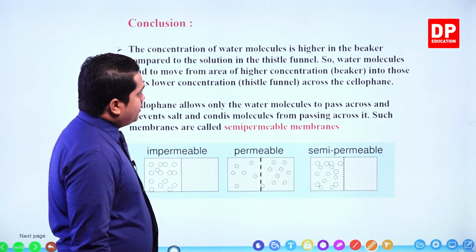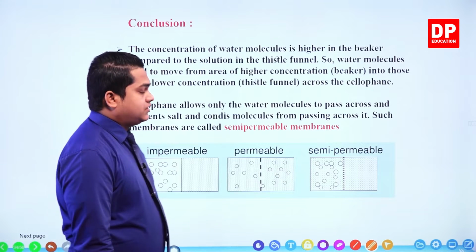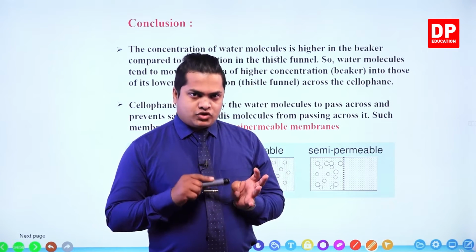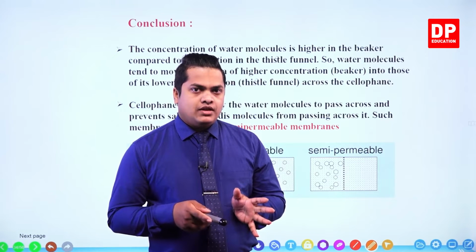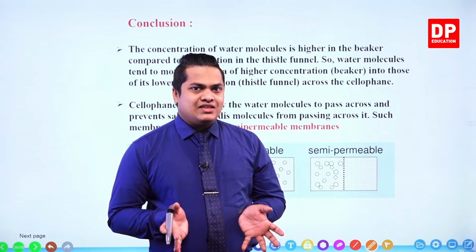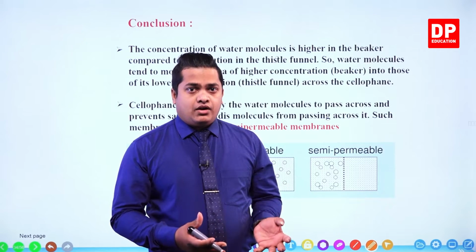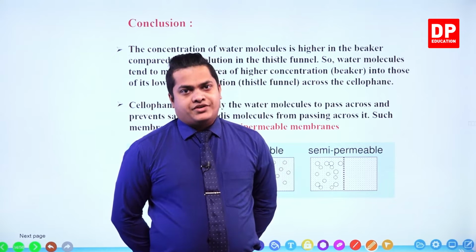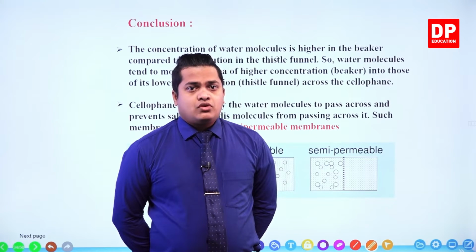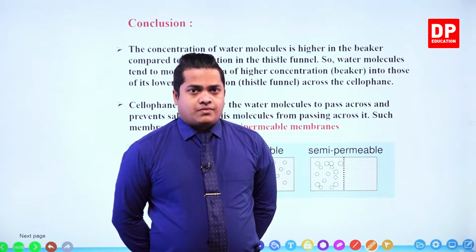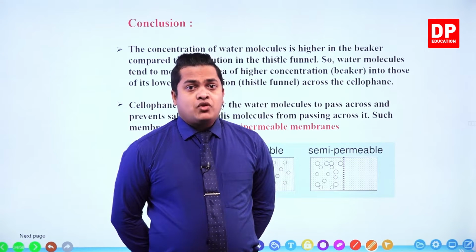The concentration of water molecules is higher in the beaker compared to the solution in the thistle funnel. Obvious, right? Because within the thistle funnel there was salt and condis particles, plus there was water also. However, compared with that, within the beaker there is only water. Only water means 100%. So the concentration of water particles within the beaker is very high. There are a large number of water particles within the beaker.